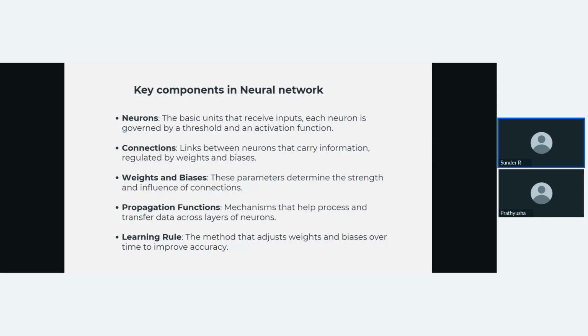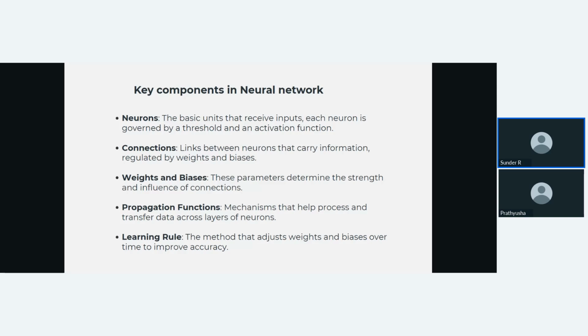To summarize, we learned about neurons, connections, weights and biases, propagation functions, and the learning rule. These are the components if you are going to learn about neural networks. So first thing is neurons.